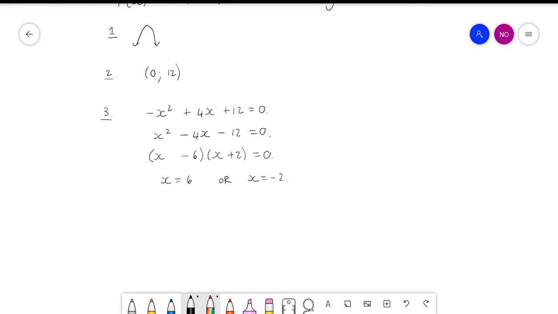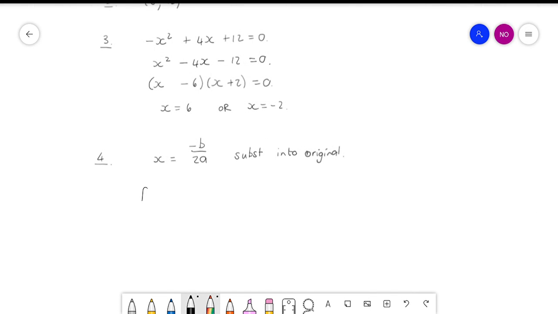And then the last thing we always need for a parabola is the turning point. So this time I'm going to do the turning point by completing the square. Remember, you can also do x value is negative b over 2a, and then substitute into the original for the y value, but just because it's what we're busy with at the moment, I'm just going to write this one in its turning point form by completing the square.